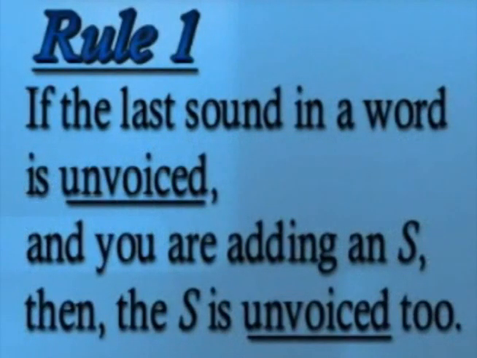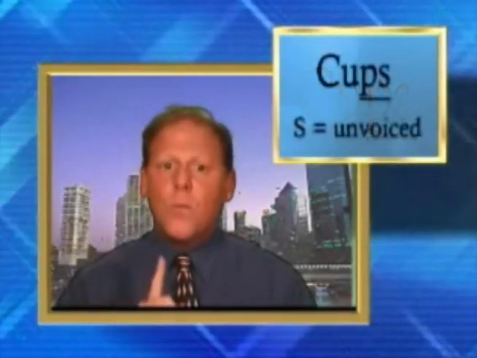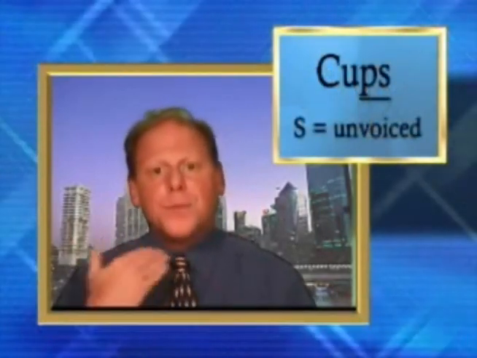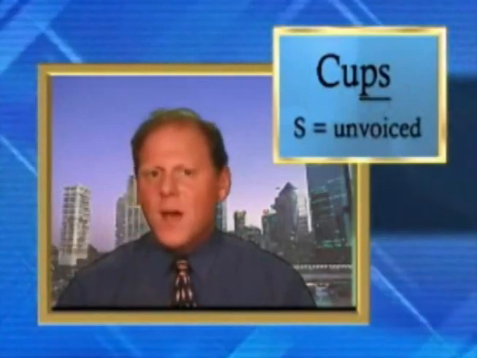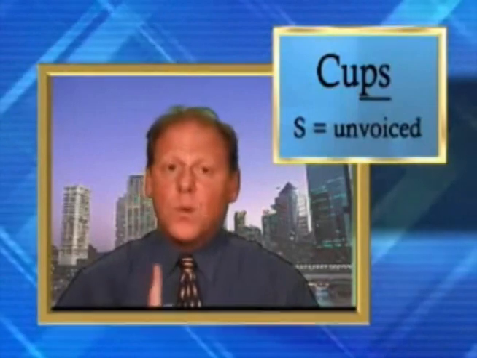Rule number 1. If the last sound in a word is unvoiced and you're adding an S, well then the S remains unvoiced too. Let me explain that. Take the word cup. It ends with an unvoiced P. Cup. Well then if you add an S to the word cup to make it plural, the S you add also remains unvoiced. So, for example, you have 1 cup or 2 cups. There's no voicing at the end of that word. The S remains unvoiced. 1 cup, 2 cups.